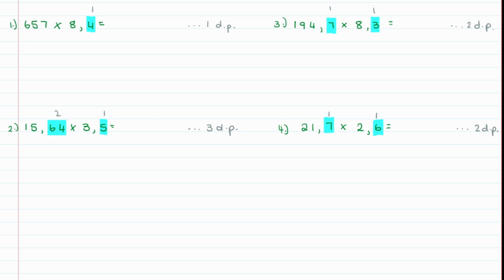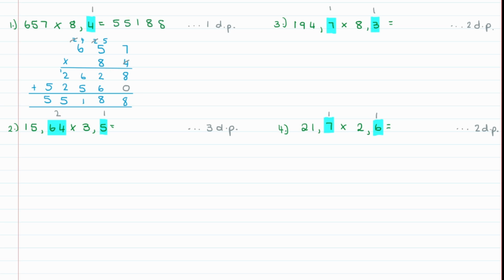For question 1, once you've set out your working without any commas, your first line should calculate to 2,628. Your second line should come to 52,560. And your final line should come to 55,188. Remember, you need to have inserted a comma so that you have 1 decimal place. So this means that your final answer should be 5,518,8.